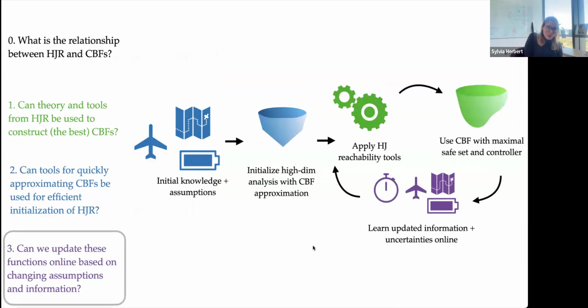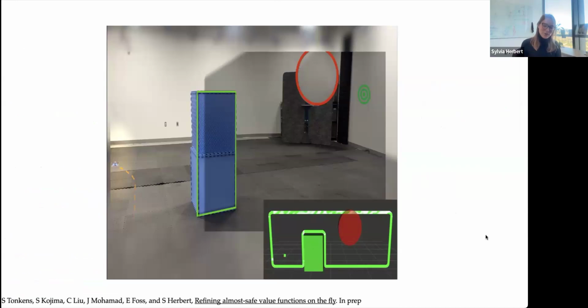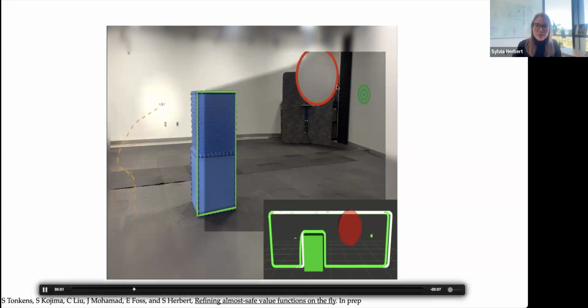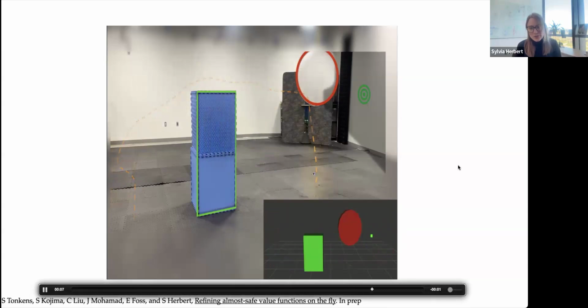Okay, and then, can we update these functions online based on changing assumptions and information? So now we're actually trying to see whether we can put this in the loop. Here are some experiments that my students have finally thrown together, and we're trying to force them to get themselves through a journal submission for this. Here we have an environment with obstacles and a goal, and in green is the boundary of the safe set. Here it's not going to properly update its safety analysis with respect to this unseen obstacle. As it moves through and senses this obstacle, if you look at what's going on down here, it crashes. Oh, wow.